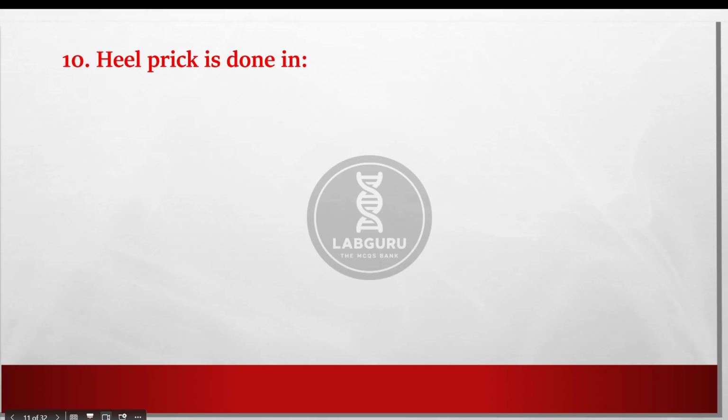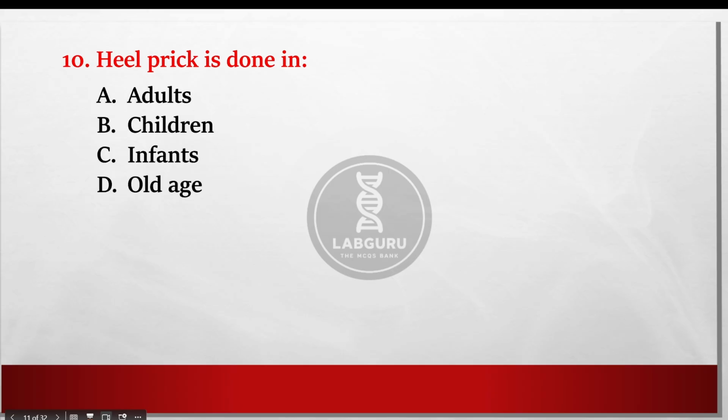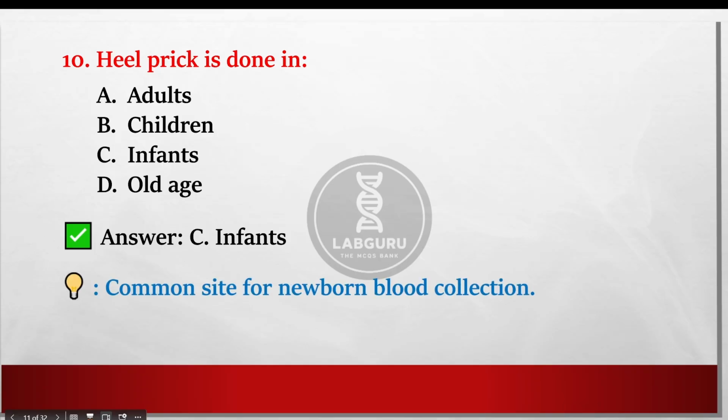Next question, heel prick is done in which case? Option A adults, option B children, option C infants, and option D is old age people. So here the right answer is option C. Heel prick we are doing in infants only, because it is a common site for newborn blood collection. Okay.